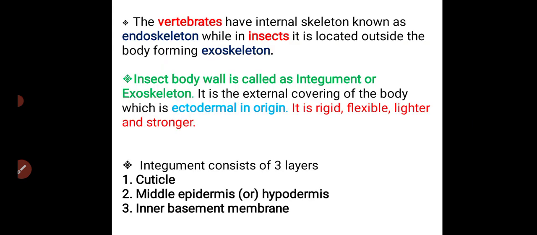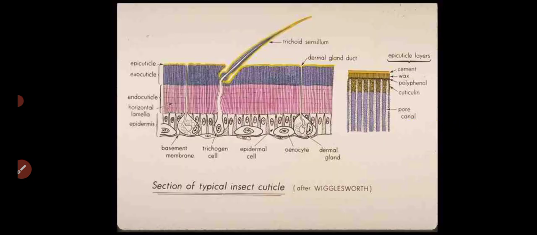The vertebrates have an internal skeleton known as endoskeleton, while in insects it is located outside the body, forming an exoskeleton. The insect body wall is called integument or exoskeleton. It is the external covering of the body which is ectodermal in origin. It is rigid, flexible and stronger. Integument consists of three layers: cuticle, middle epidermis or hypodermis, and inner basement membrane.